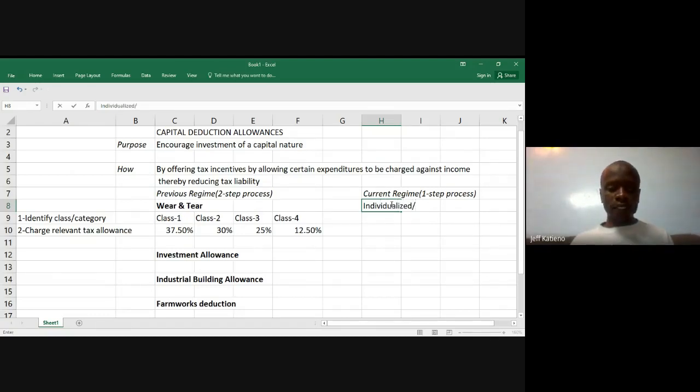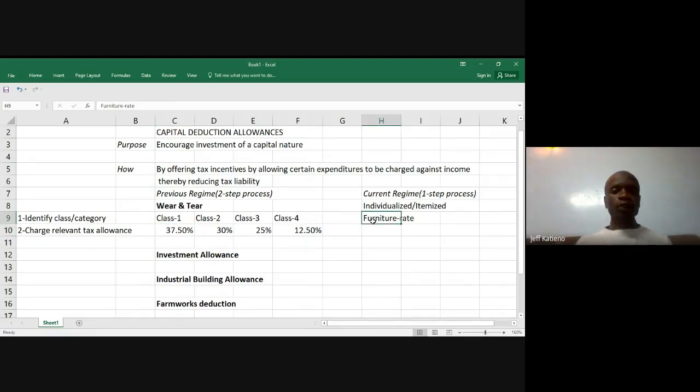Or itemized. What I mean by itemized is that almost every purchase item is specifically identified with the percentage of the allowance that is recognized. So let me say, if you have furniture, you will find in the list there's a mention of furniture, and they have put the rate that you should apply. But in the previous regime, you have to first find out where furniture falls under before you apply the rate. But in this one, there's an itemized list.